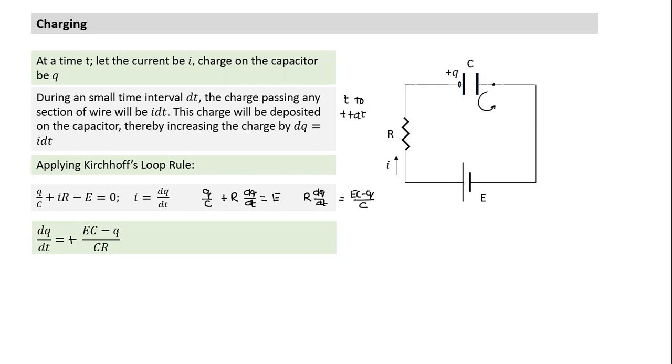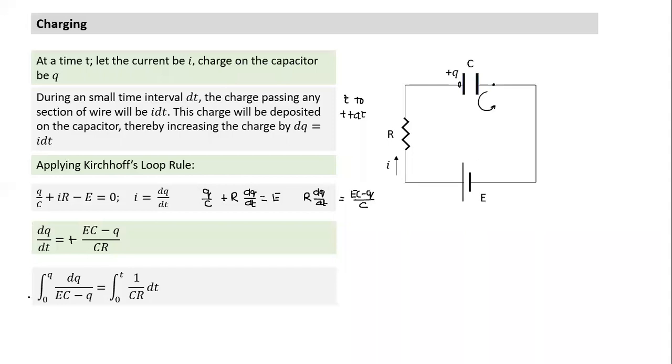So if I had to integrate this equation, the Q terms have to be on one side and the T term on the other side. So what is the equation I can write here? We bring this term here. It becomes equal to dQ by (EC minus Q), and this one becomes the other term, 1 by CR.